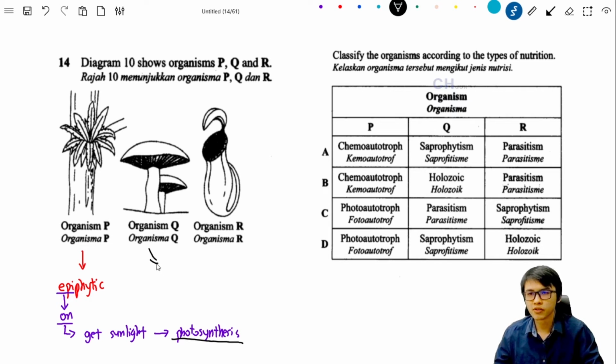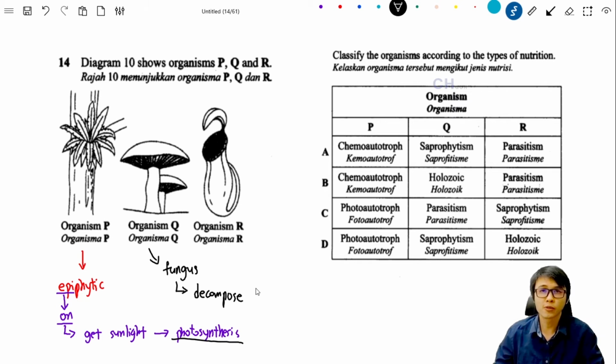Next organism, fungus. So this mushroom gets its nutrients from dead organisms. Normally, they decompose the dead organism and absorb the nutrients from it.